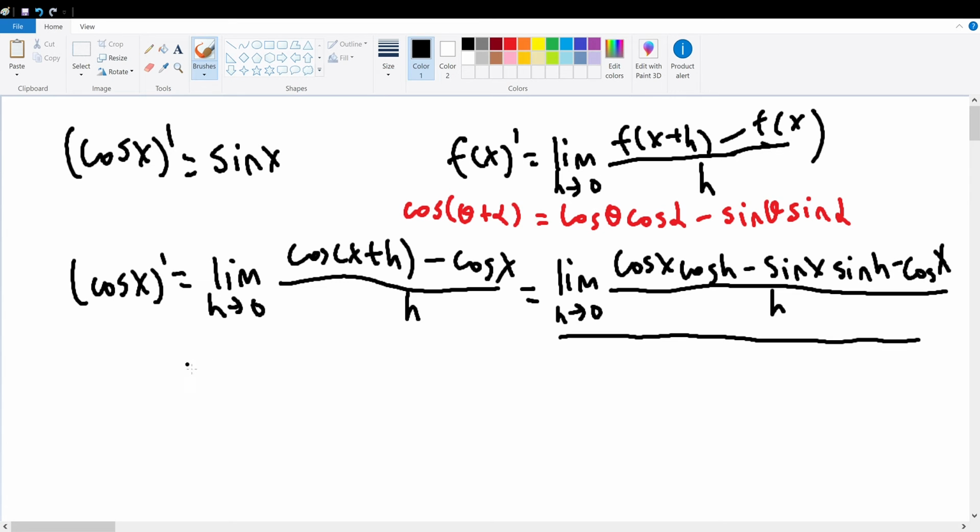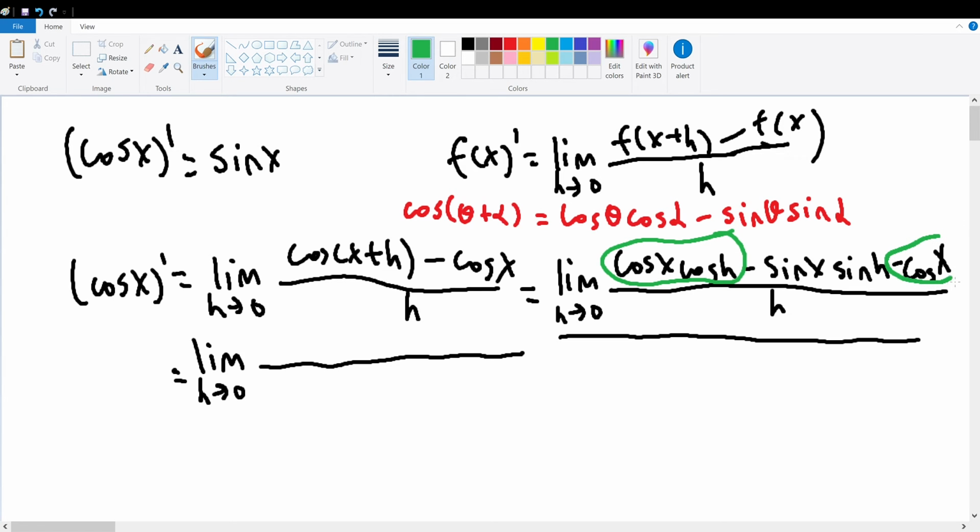This can then be further expanded out to be equal to the limit as h goes to 0 of, if we factor out the cosine of x from these two terms right here. So the cosine of x times the cosine of h minus the cosine of x both contain a cosine term. So we can factor the cosine of x out of these two terms to get the cosine of x times parentheses cosine of h minus 1 minus sine of x times the sine of h divided by h is equal to the derivative of cosine of x, because all I did here was factor out the cosine of x from the two circled limit terms in green.